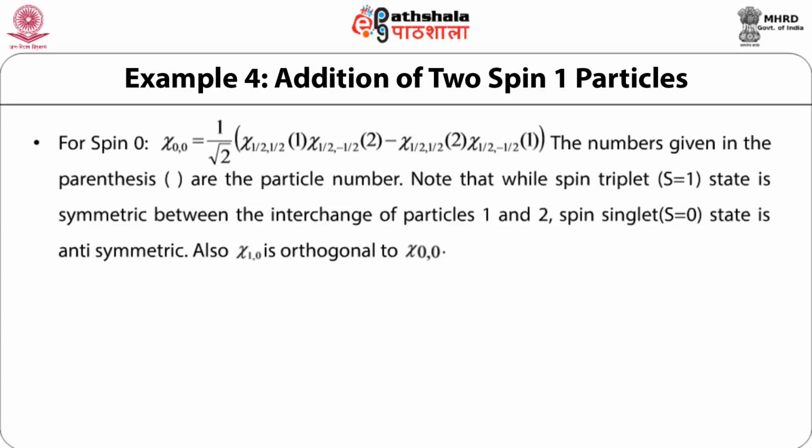Here the numbers given in the parentheses are the particle numbers, and it is important to note that while the spin triplet, that is the s equal to 1 state, is symmetric under the interchange of particles 1 and 2, the spin singlet, that is the s equal to 0 state, is antisymmetric. Also, the state xi subscript 1 comma 0 is orthogonal to the state xi subscript 0 comma 0. Example 4. Addition of two spin 1 particles.